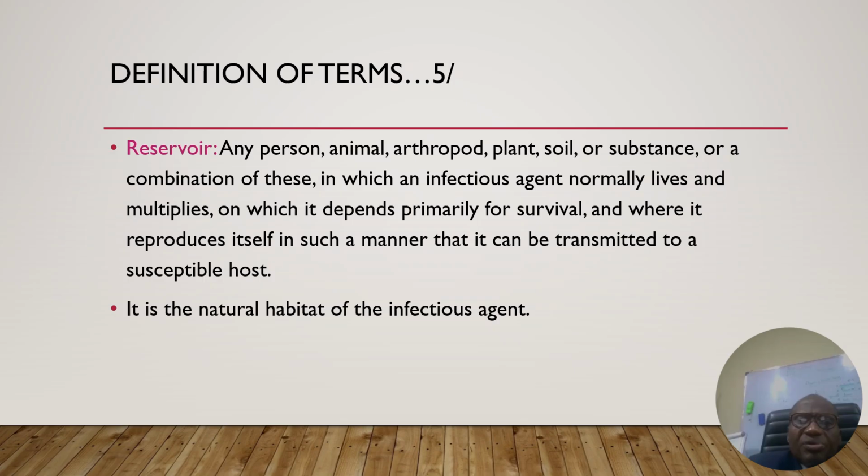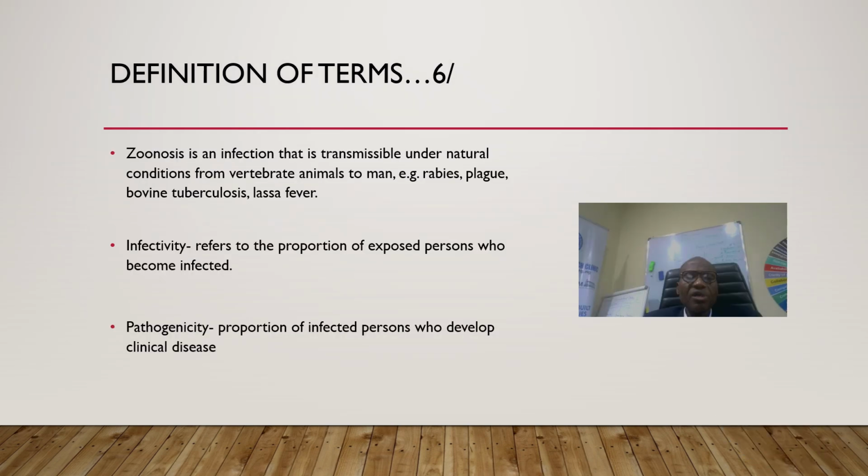For example, the tetanus organism stays in the soil. Also, helminths like the hookworm, they find the soil. Zoonosis is an infection that is transmissible under natural conditions from vertebrate animals to man. An example of this is rabies, plague, Lassa fever, and the rest of them.